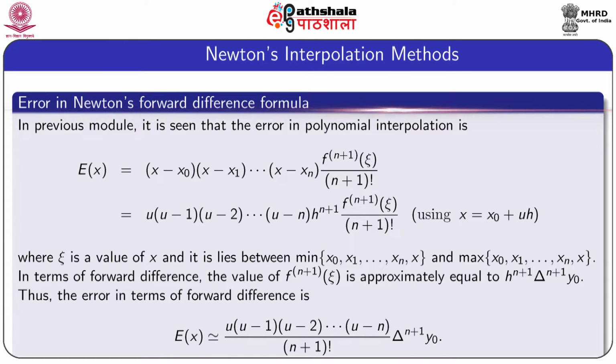where xi lies between the maximum among the arguments and minimum among the arguments. So, this is the error in Newton's forward difference interpolating formula, but we can also replace the n plus 1 derivative of f by a forward difference operator. So, in terms of the forward difference operator, the error term is approximately equal to u into u minus 1 up to u minus n by factorial n plus 1 whole into delta power n plus 1 at y0.